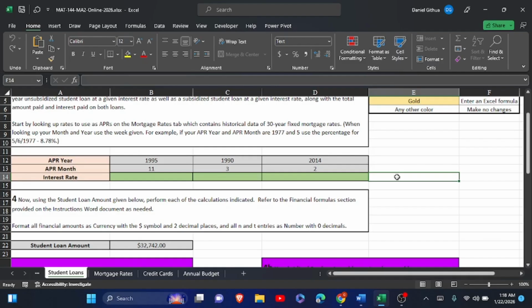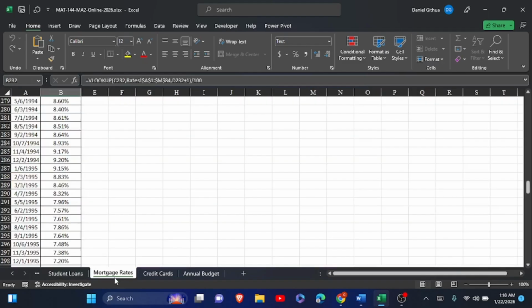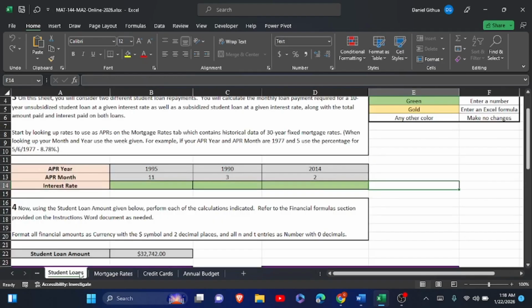So today we are going to continue on the next part with student loans. And we have the first question. We are now going to solve question 3, which says we find the interest rates. To find the interest rates, we'll be using the mortgage rates tab here.